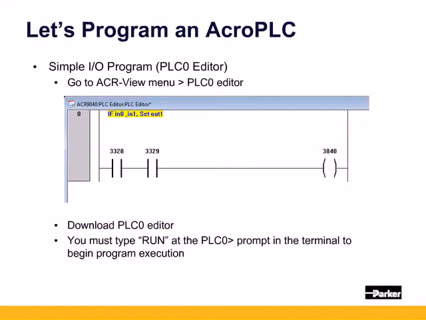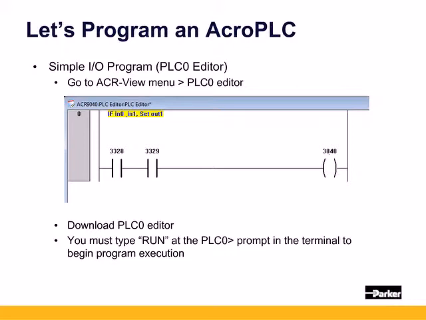Let's write this simple AcroPLC program that will turn on an output if 2 inputs are on. For an EPL demo, you can use bits 3328 and 3329, which are the first 2 input push buttons. Bit 3840 is the first output. After downloading the AcroPLC program, type Run at the PLC 0 prompt to start the program.